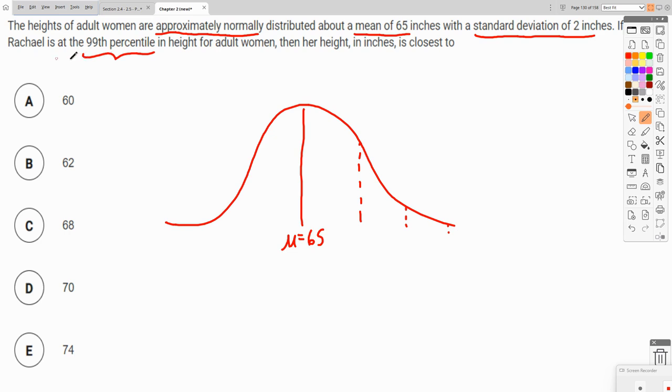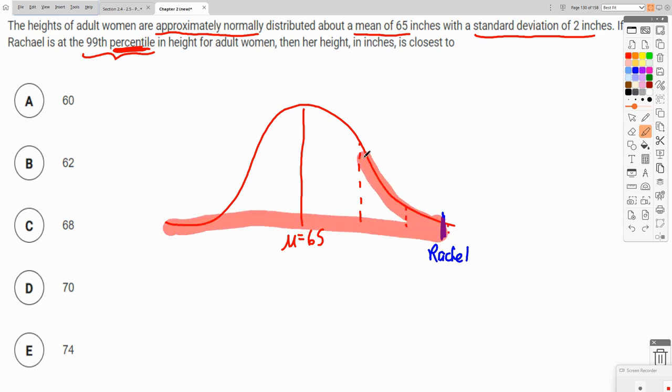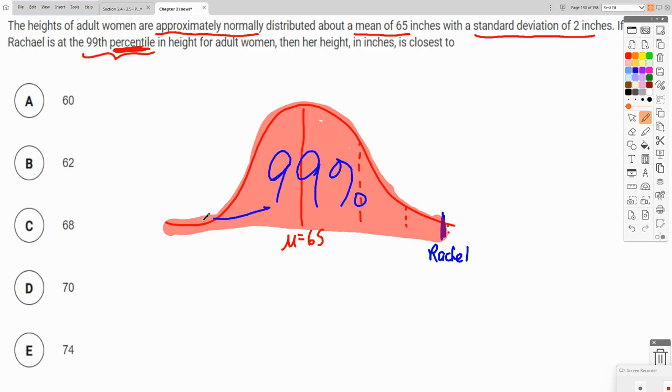But for Rachel to be in the 99th percentile, that means 99% of other women's heights are less than or equal to hers. So she is way up here on the right end. Let's say right here is where Rachel is at, so that below her are all of these other shorter women compared to her. So again, this represents 99% of all other women. So I know for sure Rachel is way above the mean, right?